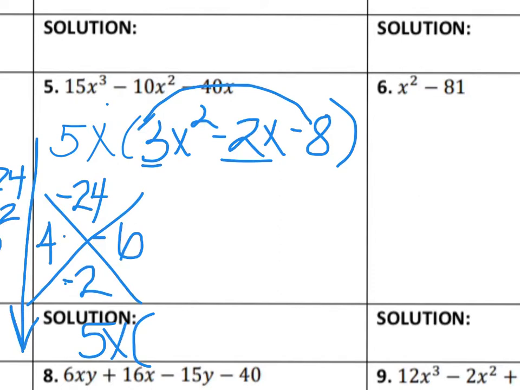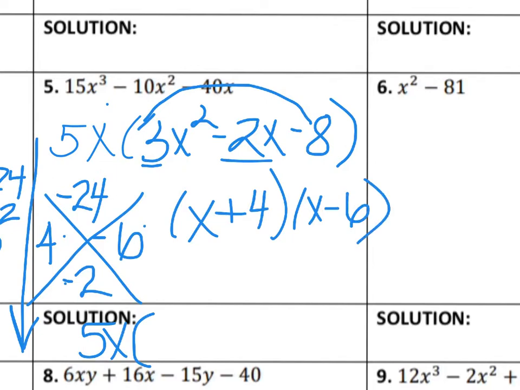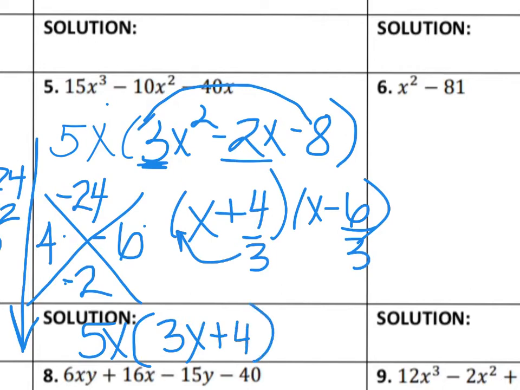So now I'm just going to take what's inside of the x, and I have x plus 4 and x minus 6. And then I need to remember if I had a leading coefficient or not, and I did. It was 3, so now I'm going to slide and divide here. And this slides over here, leaving me with 3x plus 4. And negative 6 divided by 3 gives me negative 2. So that is x minus 2.